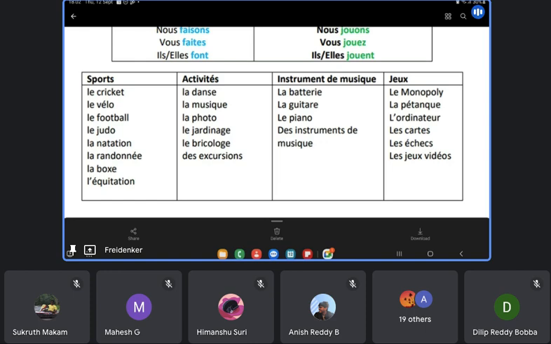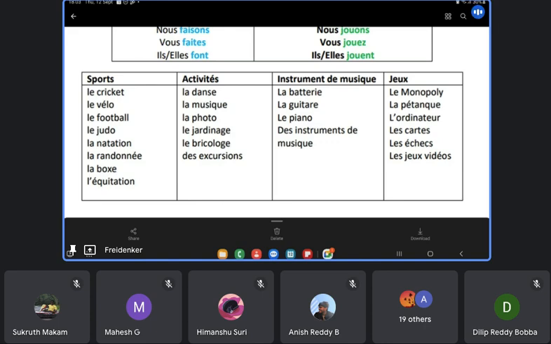Randonnée is basically hiking. It ends with an e, so it is feminine: la randonnée. Boxe is basically boxing. You have an e there, so it is feminine. L'équitation is basically horseback riding. It ends with tion, so it is feminine, but it begins with a vowel, so you get an l apostrophe. Activités: you have dance, you have music, photo.